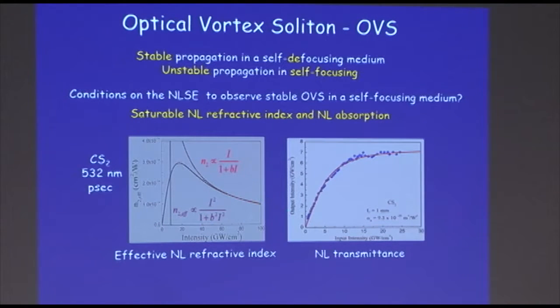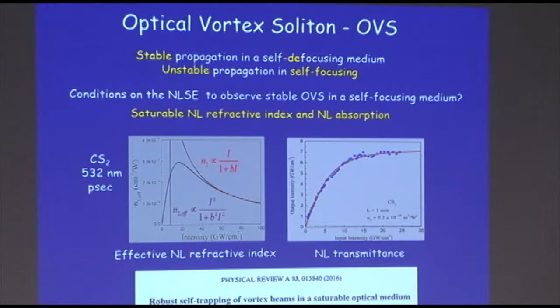This black line can be fitted by an expression like that. Then you have an effective n2, which contains contributions of n4, n6, everything, and can be written like that: intensity squared divided by 1 plus B, a constant, times I squared. So we just plug this in the nonlinear Schrödinger equation, and then we can do this experiment.